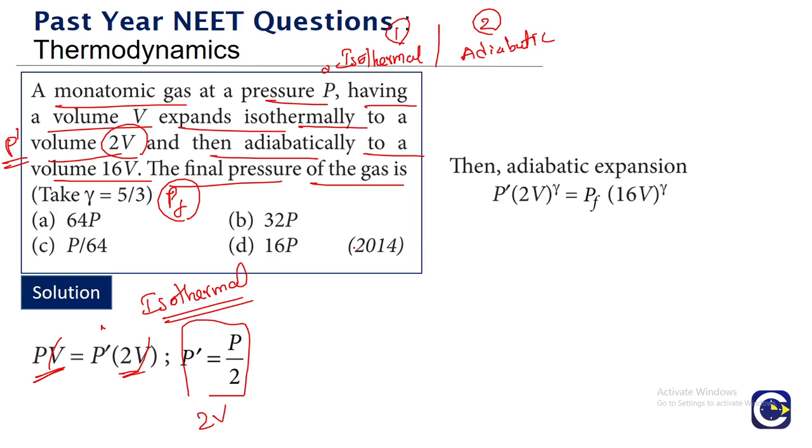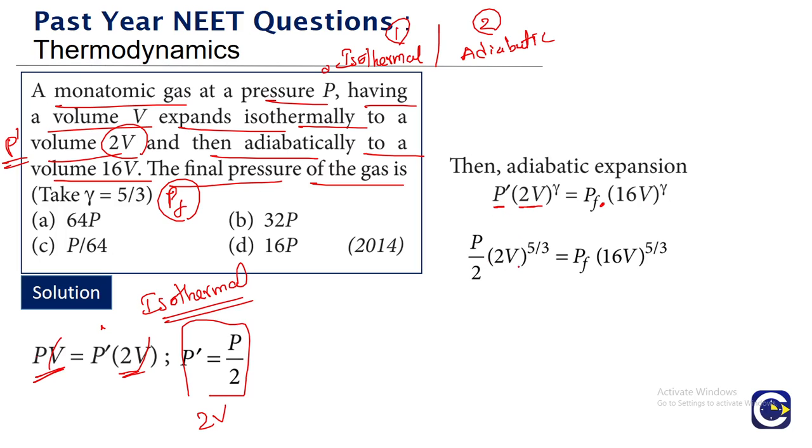Now look at it. For the adiabatic expansion, initially what is the pressure? P dash, because we are starting just after the isothermal. P dash into volume 2V, whole power gamma, is equal to P final, which is what we are trying to find, into the final volume 16V whole power gamma. Now it is more like a mathematical simplification.